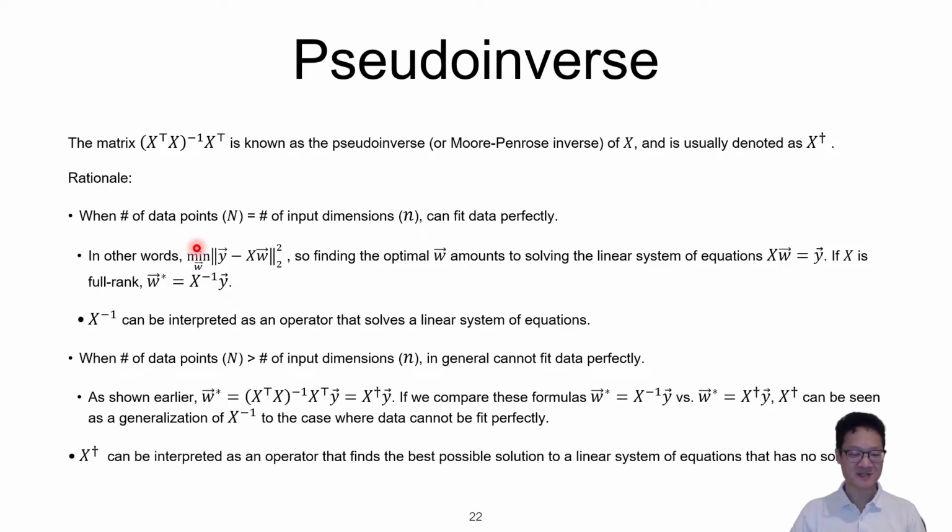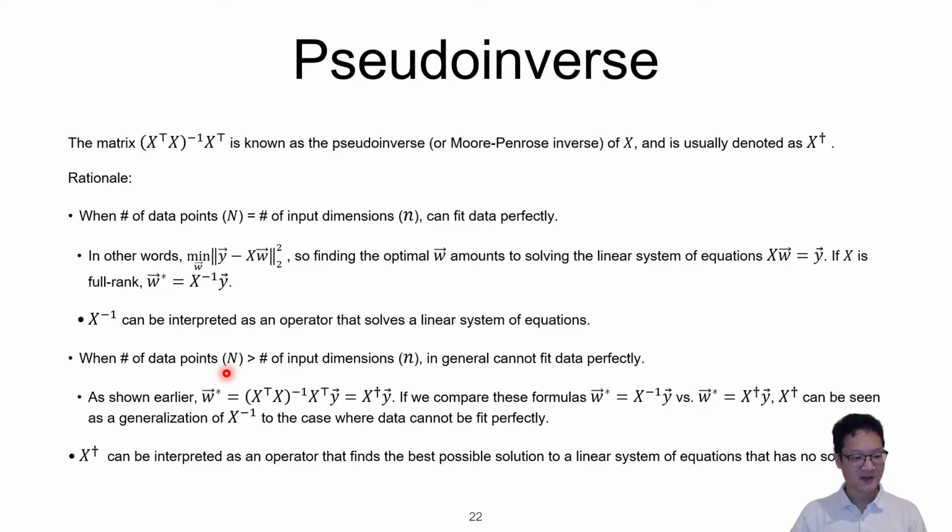Okay, so this is a very special case. When you have exactly the same number of data points and input dimensions, you can simply solve this system of equations, and the loss becomes zero. Well, that's not so typical, right? More typically, you have many more data points compared to the number of input dimensions, so you can't fit the data perfectly.